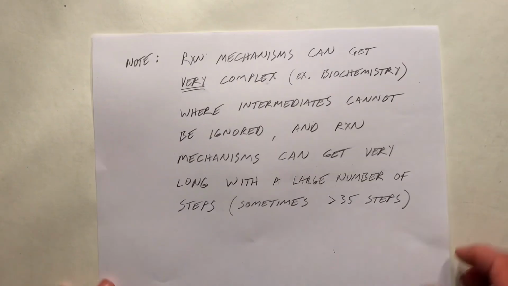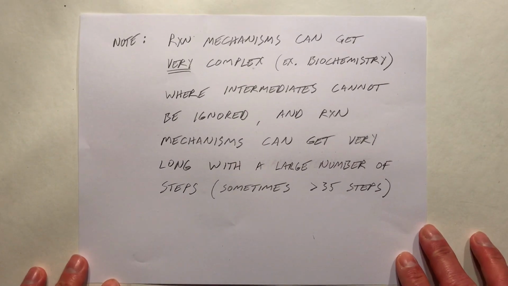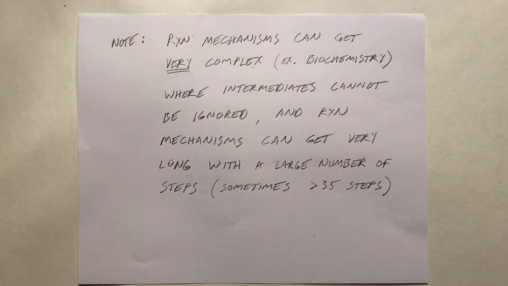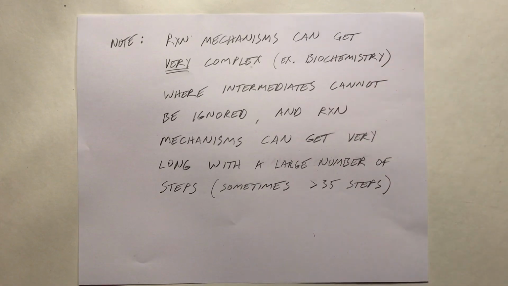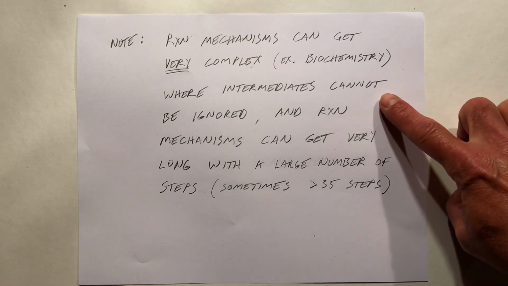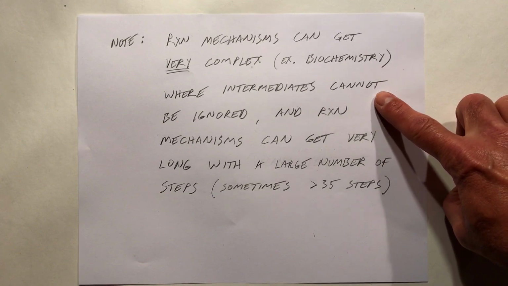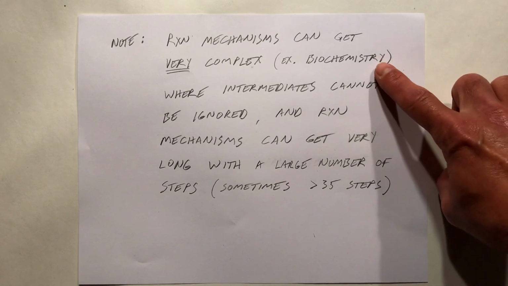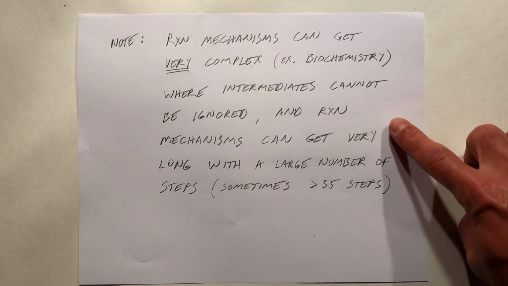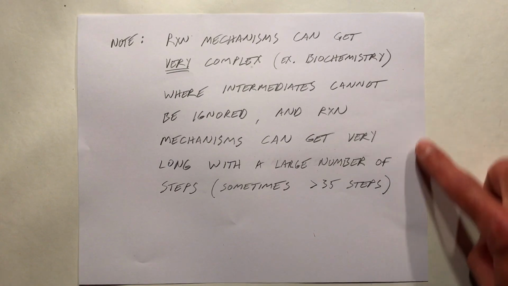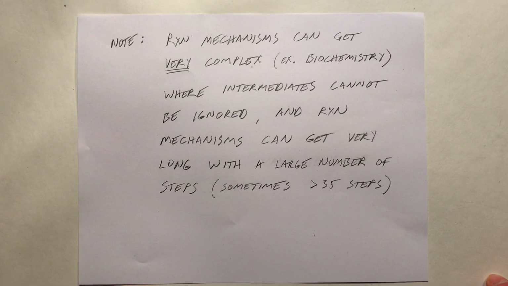And then before we wrap it up, just one final note here. Reaction mechanisms can get very complex. For example, in biochemistry, biological processes can be very, very complex. And we would see that there could be intermediates that cannot sometimes be ignored, especially when you're doing biochemistry. So we'll also see reaction mechanisms that can get very long with a large number of steps, sometimes over 35 steps. So we're just kind of scratching the surface here of reaction mechanisms.